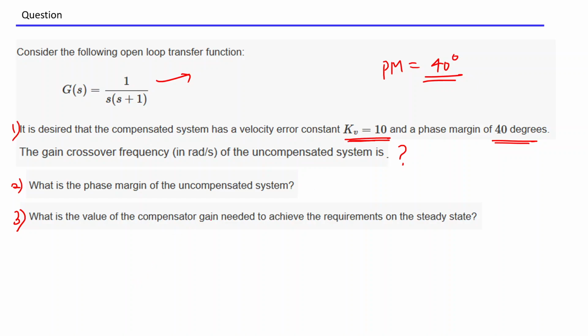You first find out omega gc, because whenever a phase margin comes into the picture, you first find the omega gc, the gain crossover frequency. Then only can you comment on the phase margin, right? So first of all, find 1 divided by omega into omega square plus 1. If you put omega equal to omega gc and make it equal to 1, then you find omega gc. So this will be omega gc square into omega gc square plus 1 equal to 1.